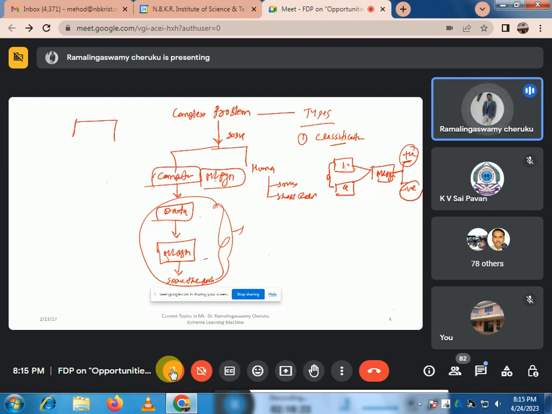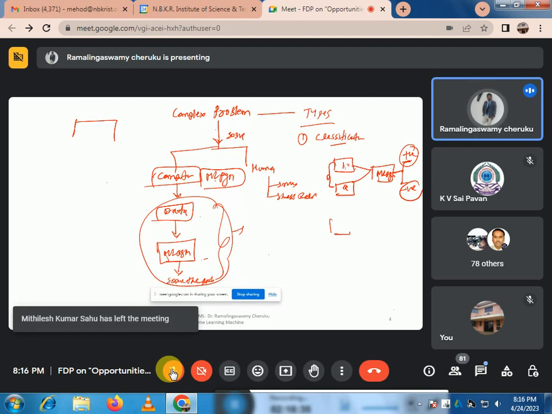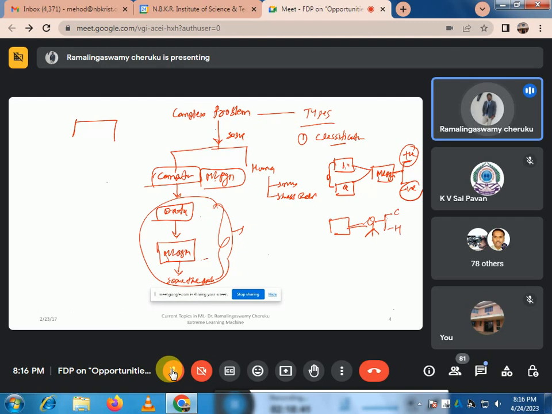Something like, suppose I give an image of a person. This is the person. He has to say whether he is a comedian or a hero. Suppose I give an image, this image belongs to the comedian group or the hero group. I want to identify: is he a comedian or a hero?